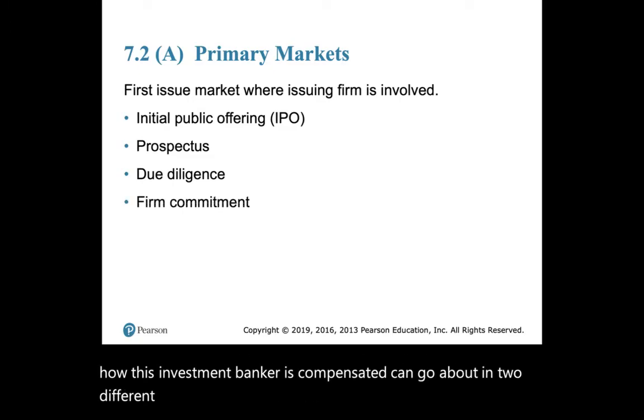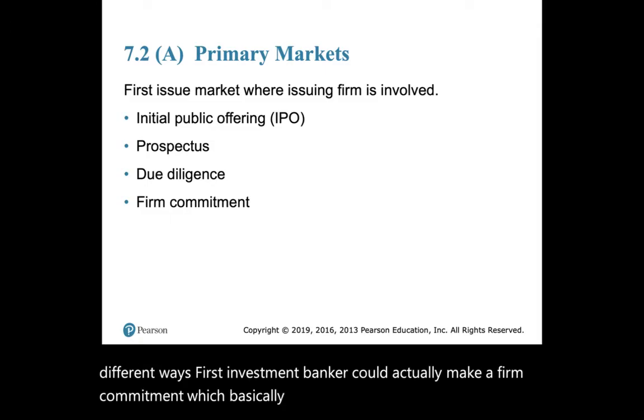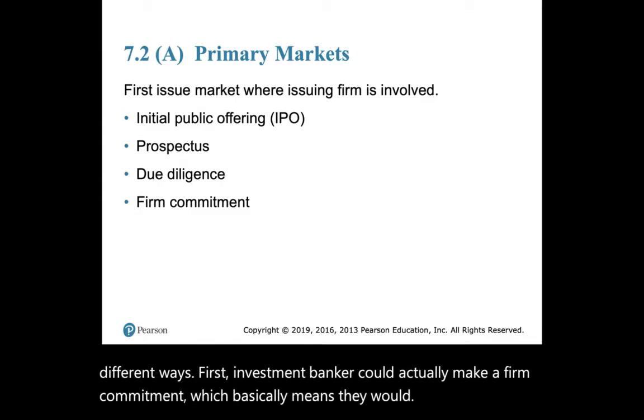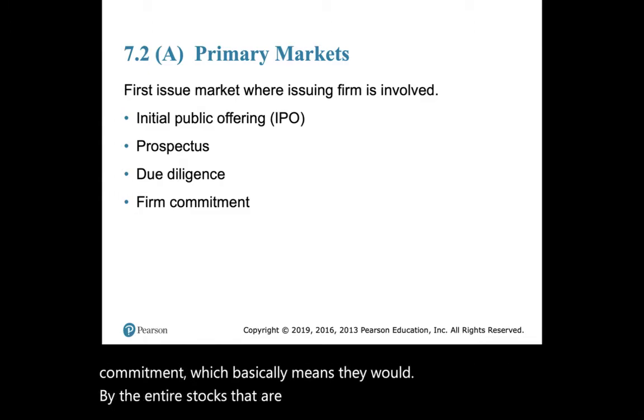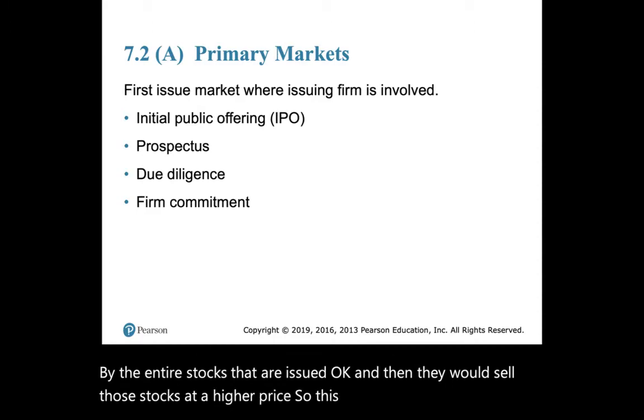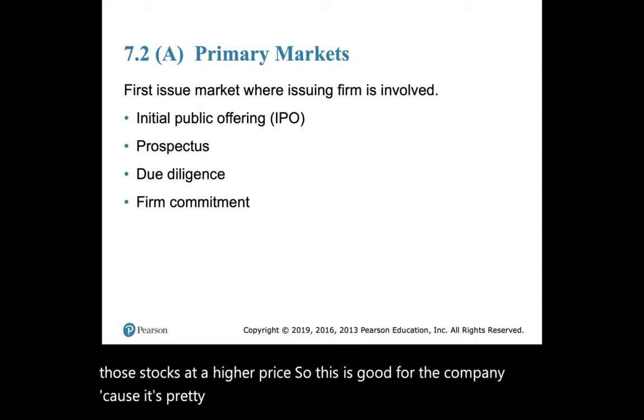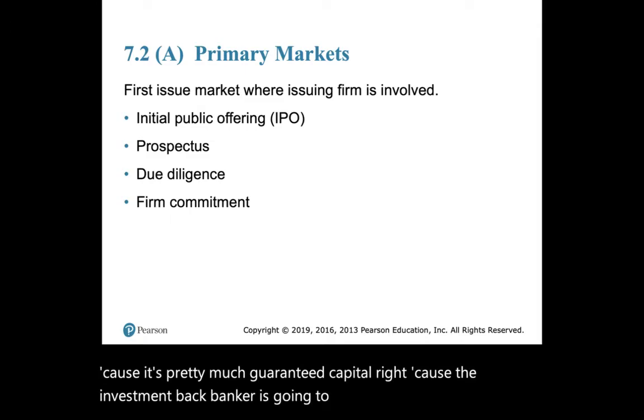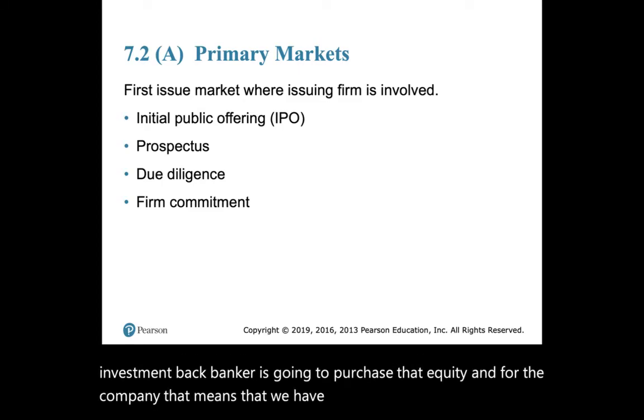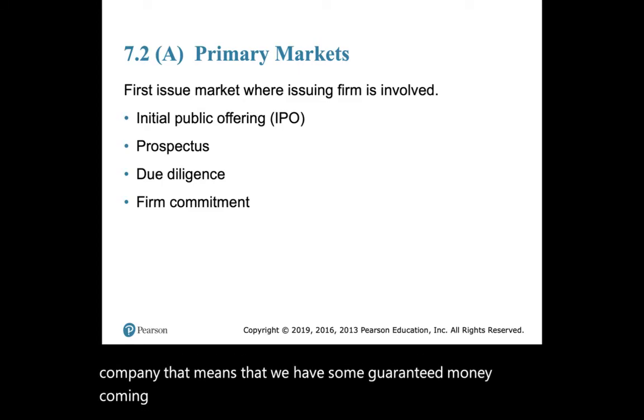First, the investment banker could actually make a firm commitment, which basically means they would buy the entire stocks that are issued, and then they would sell those stocks at a higher price. So this is good for the company because it's pretty much guaranteed capital. Because the investment banker is going to purchase that equity, and for the company, that means that we have some guaranteed money coming in. So that's one scenario.